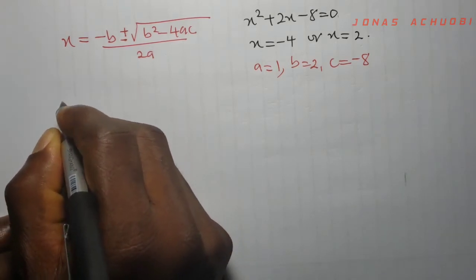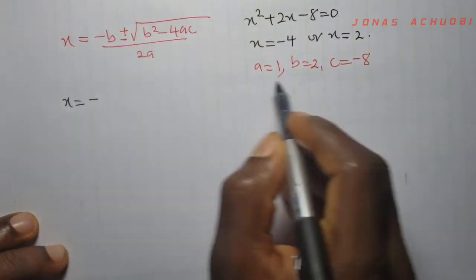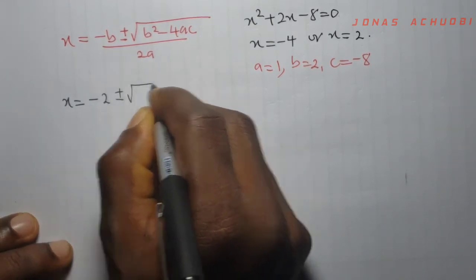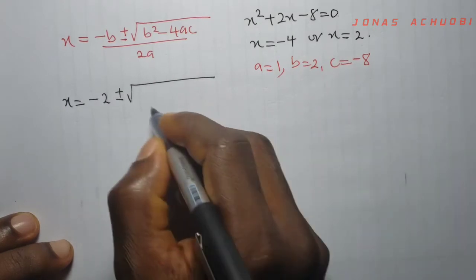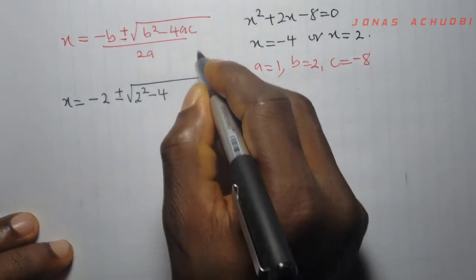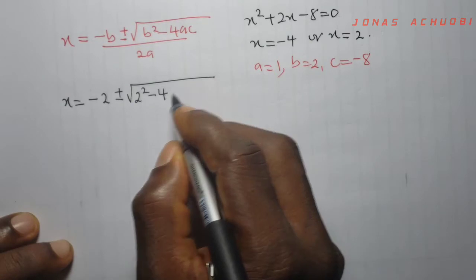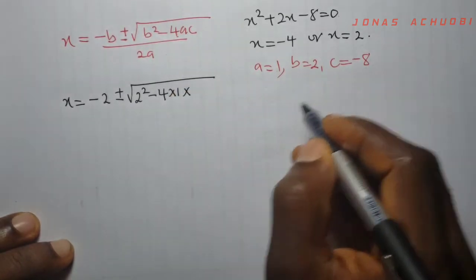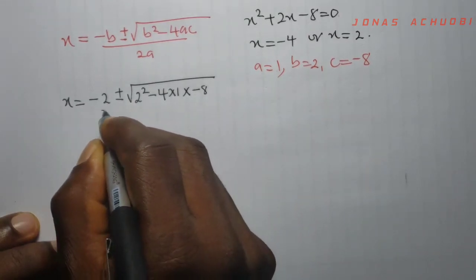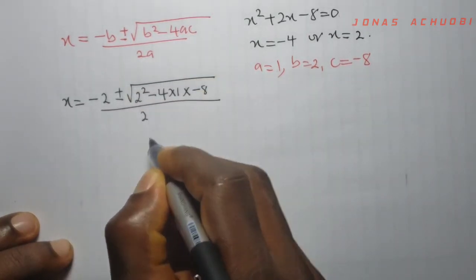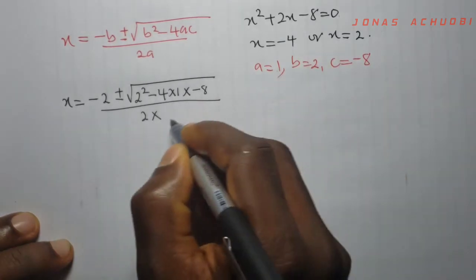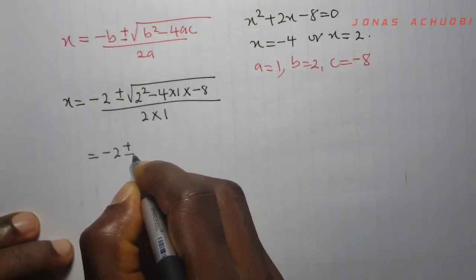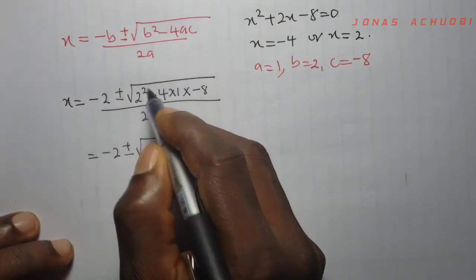This becomes x equal to minus b. What's our b? b is 2, so that is minus 2, plus or minus the square root of b squared. Our b again is 2, so 2 squared, minus 4ac. That means 4 times a times c. So 4 times a, our a is 1, so 4 times 1 times c. Our c is negative 8, times minus 8. Divide by 2a. 2a means 2 times a. So 2 times our a, which is 1, so 2 times 1.